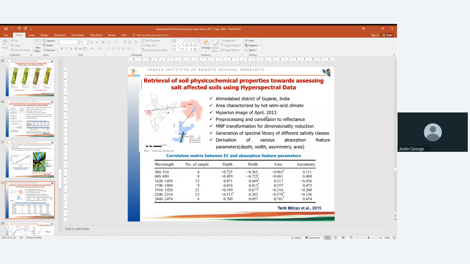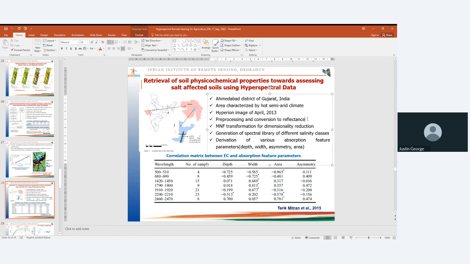Similarly, hyperspectral data has also been used for retrieval of various physical and chemical parameters, especially with respect to salt affected soils. Why have people been studying salt affected soils more and more using hyperspectral data? Because salts have a peculiar influence on the soil, mainly with respect to the reflection patterns as well as the magnitude. The study was conducted in Ahmedabad district of Gujarat. The area of Ahmedabad is very hot and semi-arid.